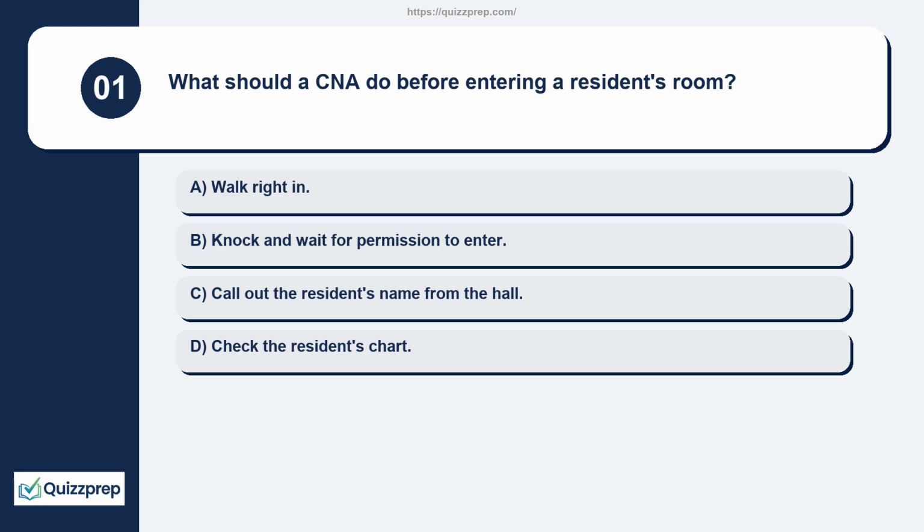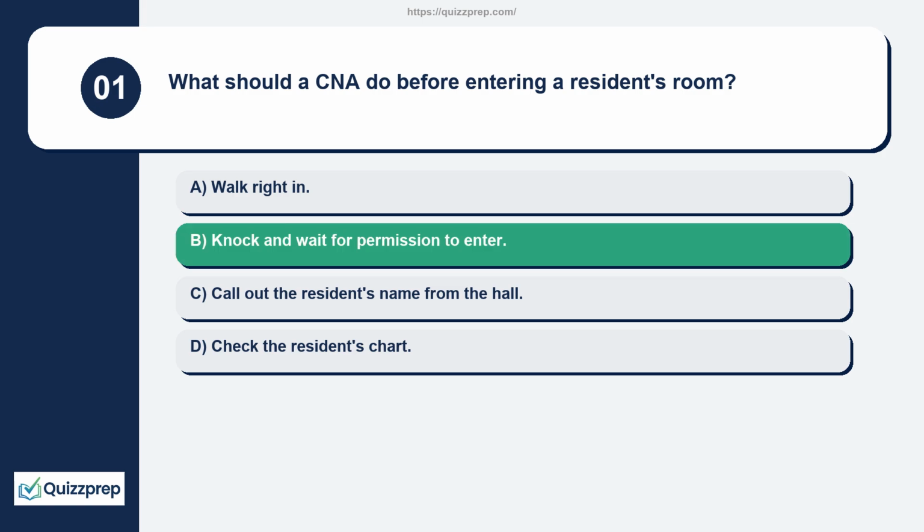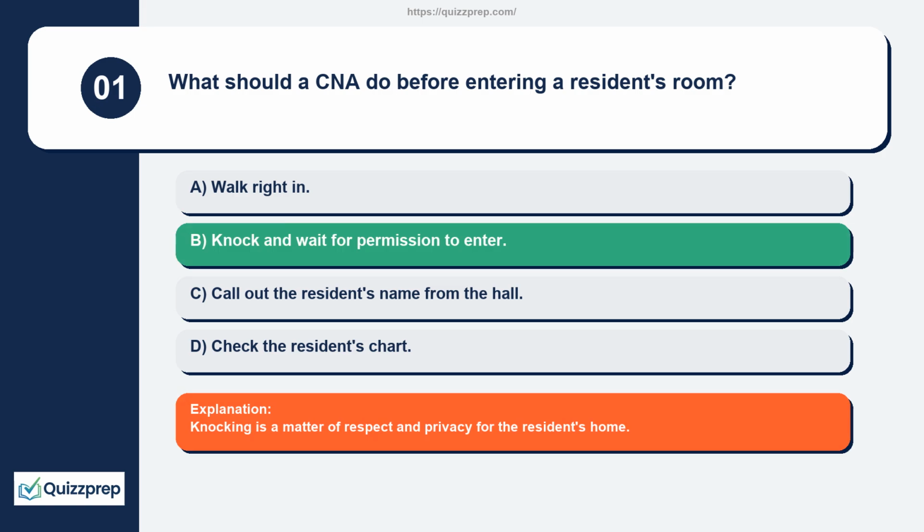Question 1. What should a CNA do before entering a resident's room? Walk right in. Knock and wait for permission to enter. Call out the resident's name from the hall. Check the resident's chart. Knocking is a matter of respect and privacy for the resident's home.